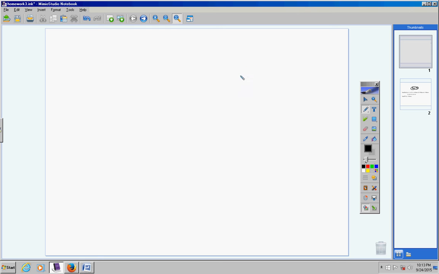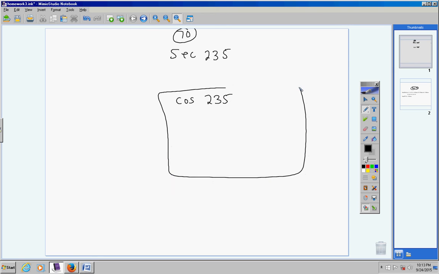Use a calculator to evaluate the trig function to 4 decimal places. Okay, these should be pretty simple. Number 70, secant of 235. Your calculator does not have a secant button, so the inverse of secant is cosine. We're going to find the cosine of 235. So on your screen, type in the cosine of 235. Make sure you're in degrees. Hit enter, and you're going to get this right here.